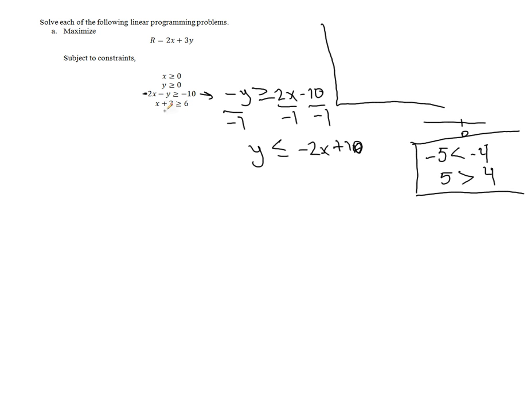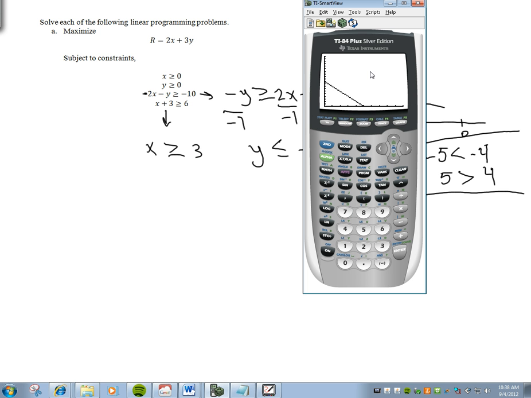This constraint right here will reduce to x greater than or equal to 3, because we're subtracting 3 from both sides. So if I come over here and graph this, the first thing I want to do is check my window, make sure that I'm going to get a good window, so I'm from 0 to 10 on the x, 0 to 20 on the y, and I'm going to come over to graph it.